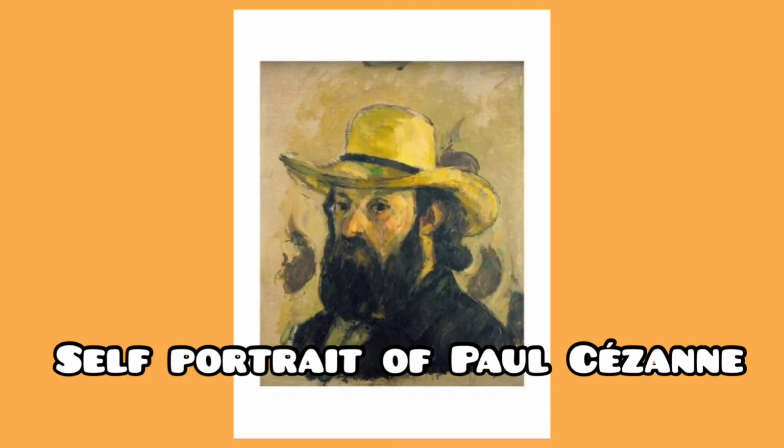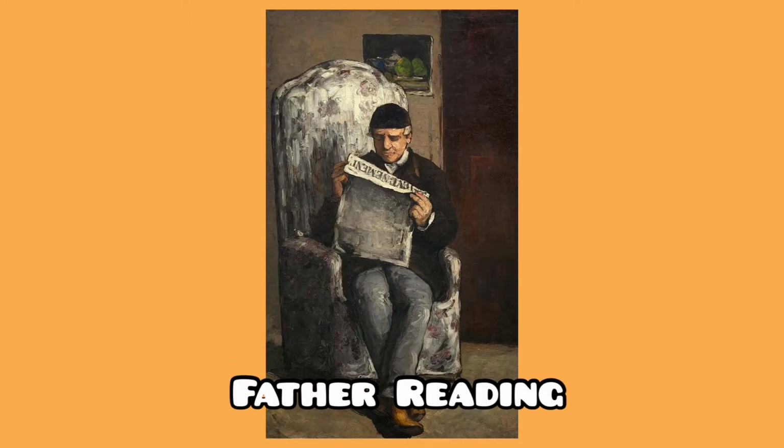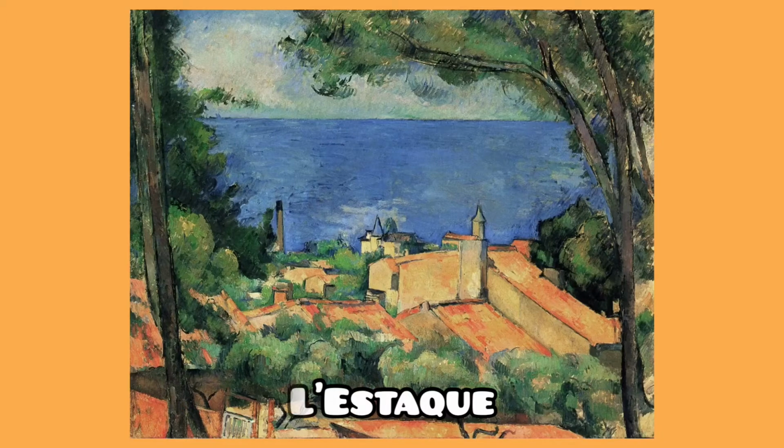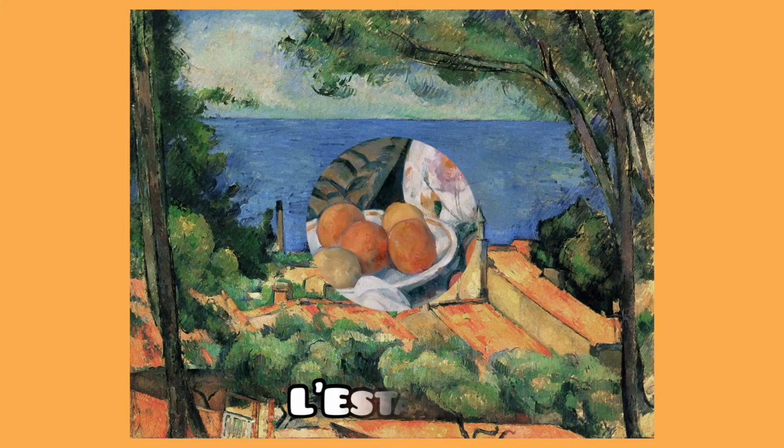Here we have a self-portrait of Paul Cézanne. I believe this was done with oil paint. Here's an impressionist painting by Cézanne of his father reading. Above his father's head, a small painting using cool colors. Another impressionist painting called L'Estaque, a seascape or a landscape. Notice the cool colors up top and the warm colors on the bottom.